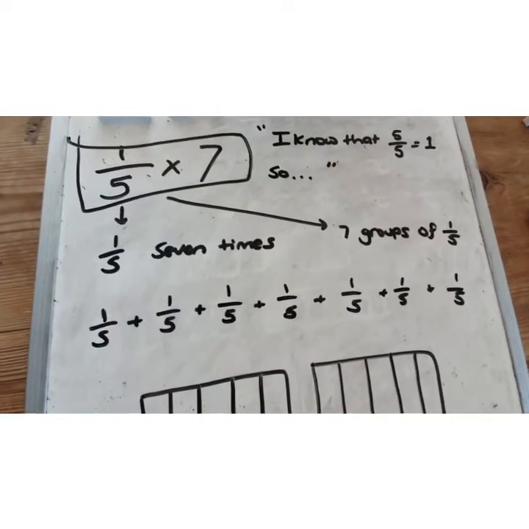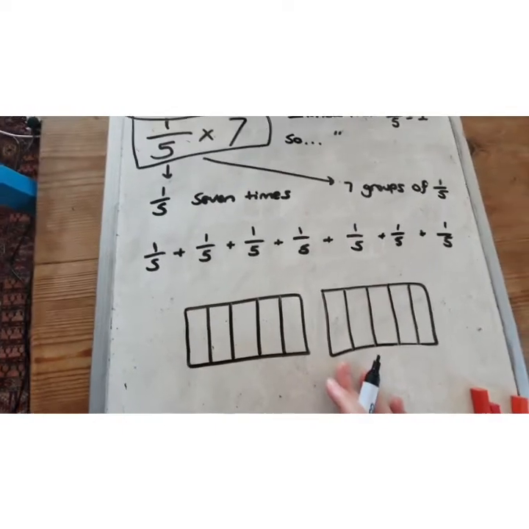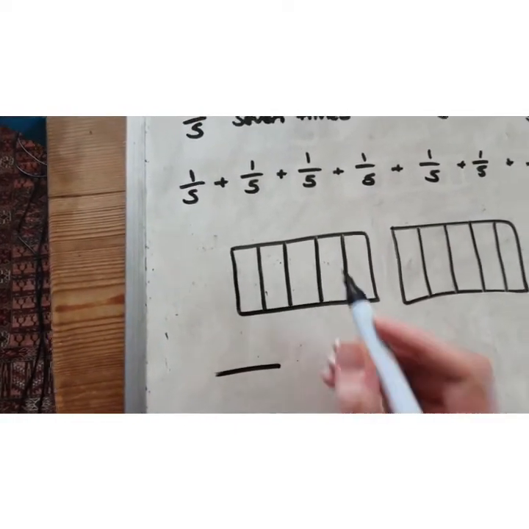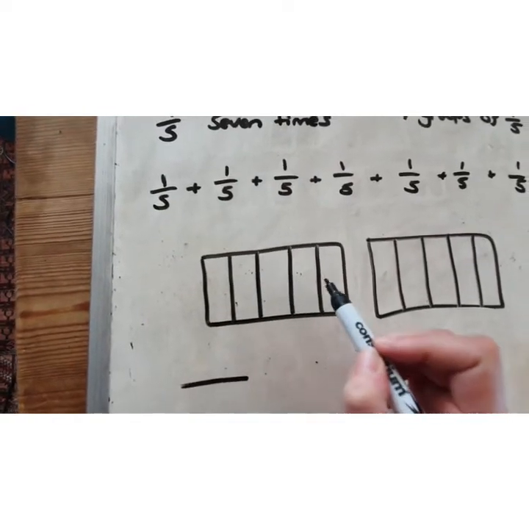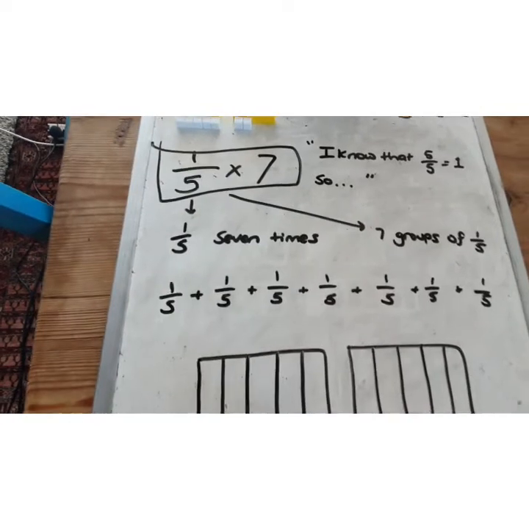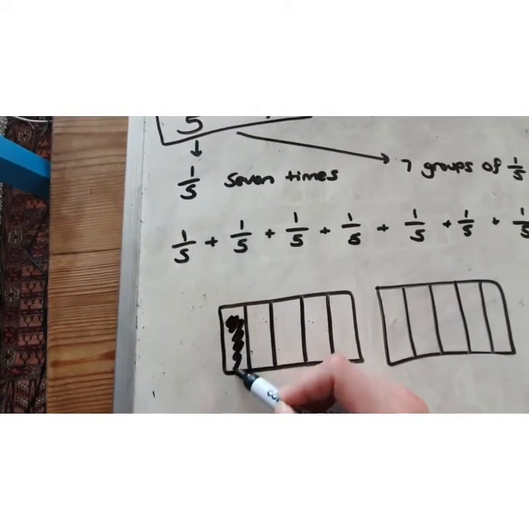See if you can write the answer down before I do. Okay, so we've got 1/5, 7 times. Now remember, the denominator stays the same. It also tells us how many our whole is divided into. So I'm going to colour in 7/5. And I'm going to try and do this as neatly as I can through the camera.